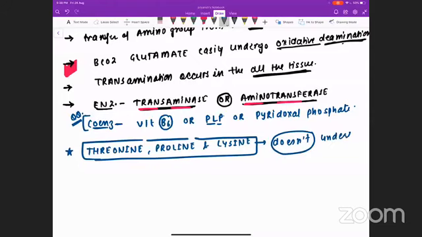They do not undergo the transamination reaction. Instead, they directly go to the liver and donate their ammonia.